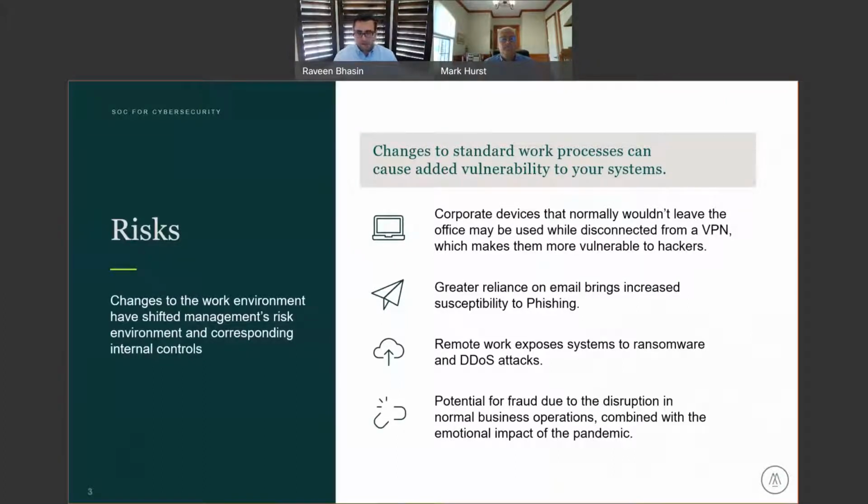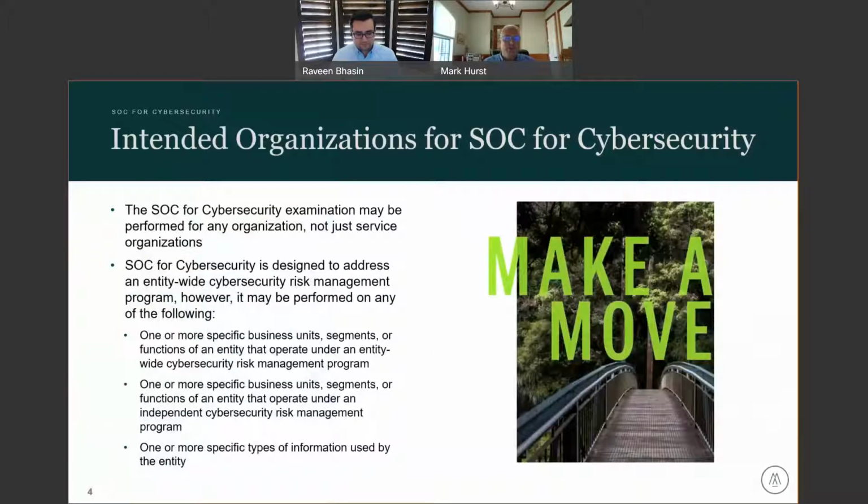As a matter of fact, the Verizon report continues to highlight the key areas that hackers are trying to exploit, those being cloud infrastructure and web apps, and ransomware through social engineering and phishing attacks. And so with those components in mind, how does a SOC for Cyber report get us there? I'm going to hand it over to Mark to walk us through that. Mark, over to you. Thank you, Raveen.